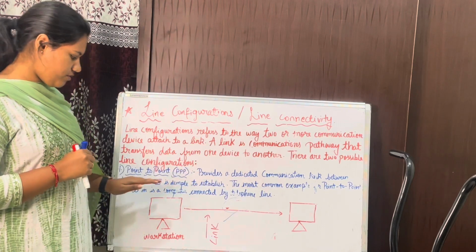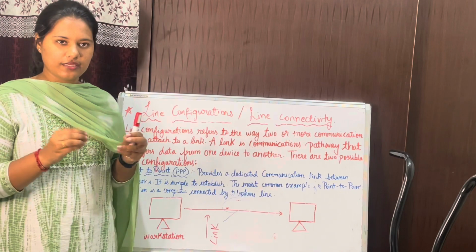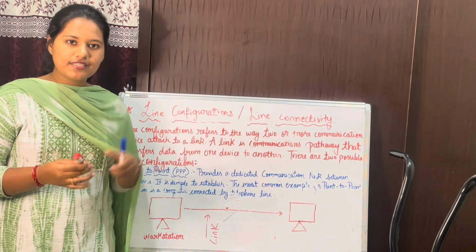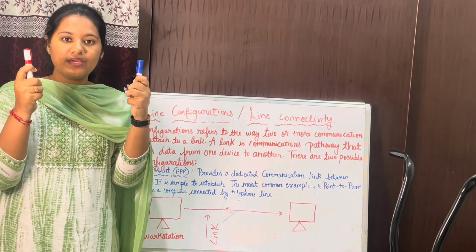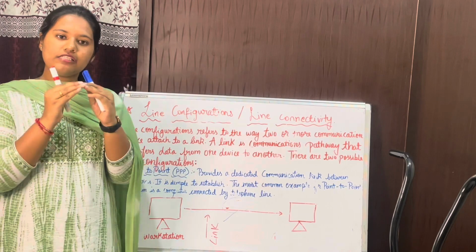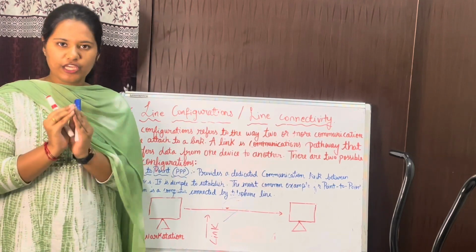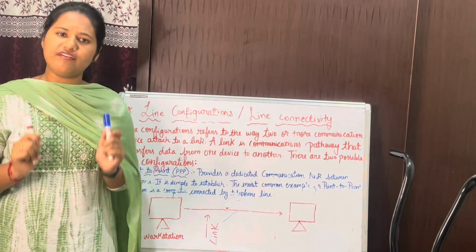As the name suggests, point to point means what? It is a dedicated communication system. It means if you have to move from system A to system B, then the link is established between these two devices only. And it is specified in the beginning of the communication, and the exchange of information will happen only between these two devices.